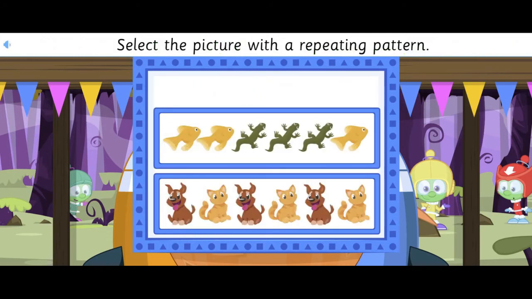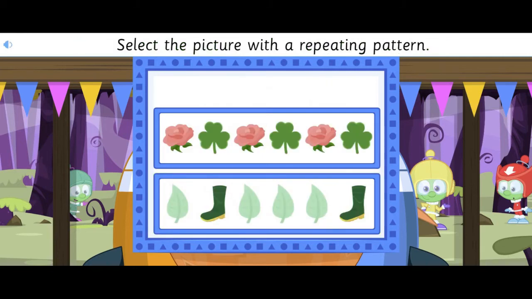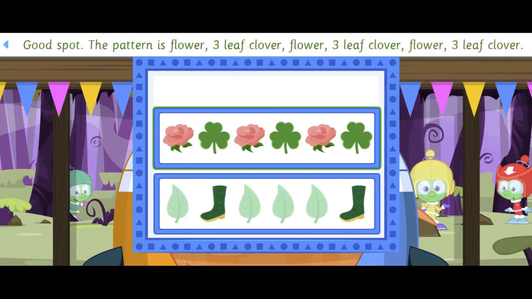Select the picture with a repeating pattern. Good spot! The pattern is dog, cat, dog, cat, dog, cat. Select the picture with a repeating pattern. Good spot! The pattern is flower, 3-leaf clover, flower, 3-leaf clover, flower, 3-leaf clover.